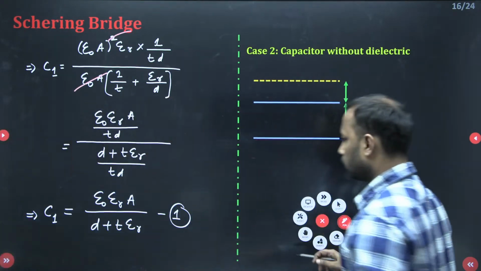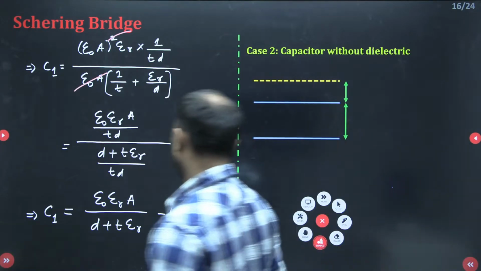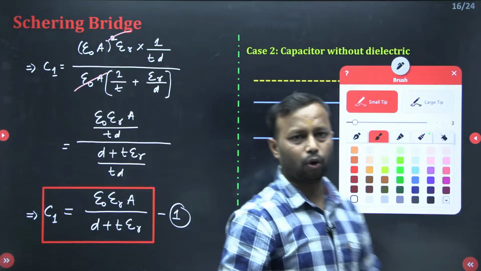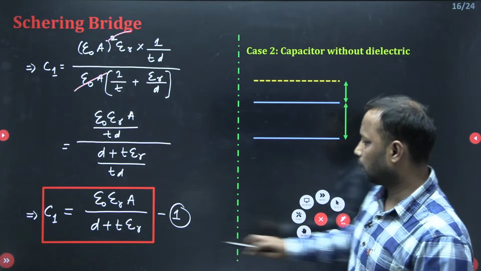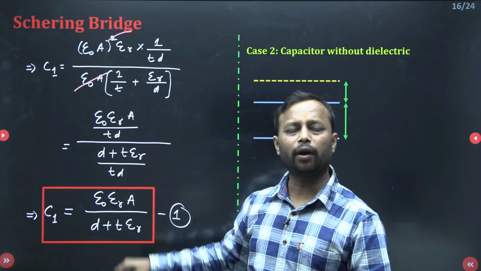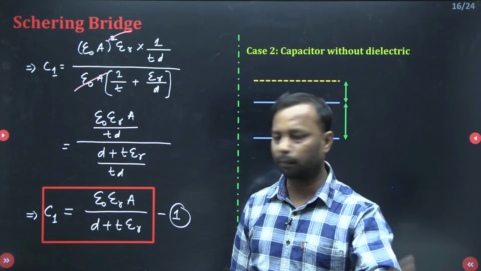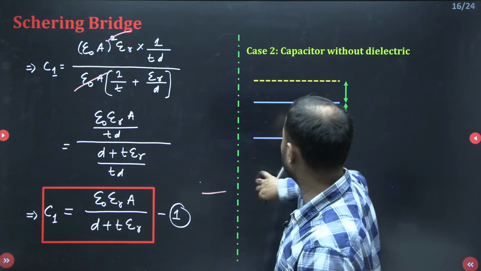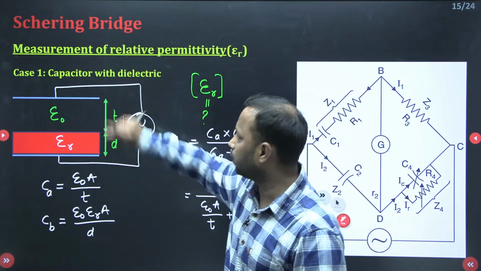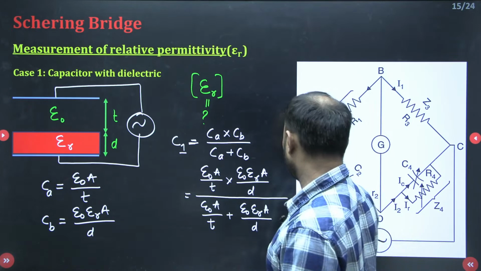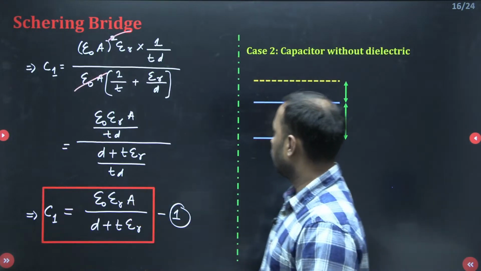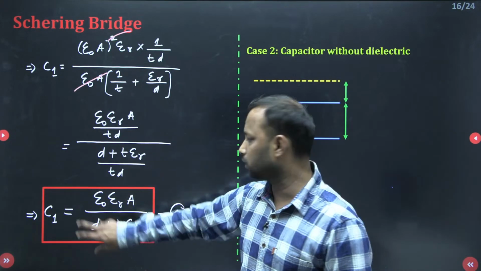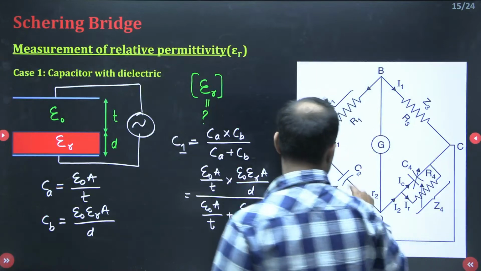Okay, so here again we need to determine epsilon R, because epsilon R is unknown and all the other parameters are known to me. Epsilon naught is 8.85 into 10 to the power minus 12 farad per meter. Epsilon R is unknown. A is the area of the plate, that we know. D is the distance here, that I already know, and this T that I already know. So I know all the things except this epsilon R. Now my dear friend, this is your capacitance.